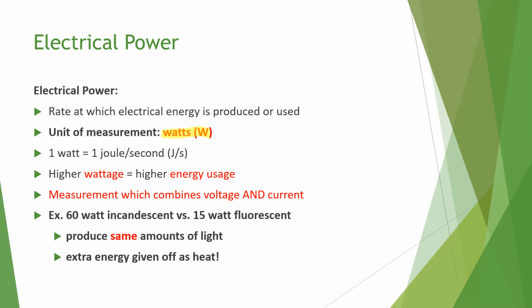This measurement combines voltage and current. We're going to get into this in a little bit more detail in the next couple lessons, but current, we're going to learn, is the flow of electricity or the flow of electrons, and voltage is the difference in amount of energy between two different points. So electrical power takes all of this into consideration. Again, power is the rate per unit time at which electricity or electrical energy is transferred.